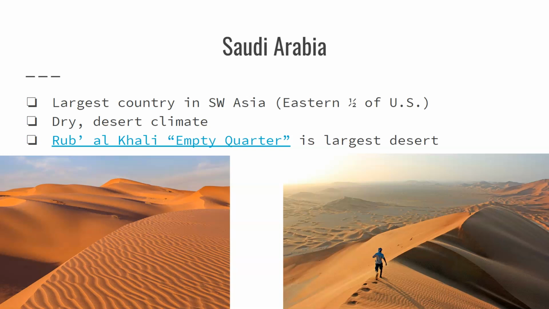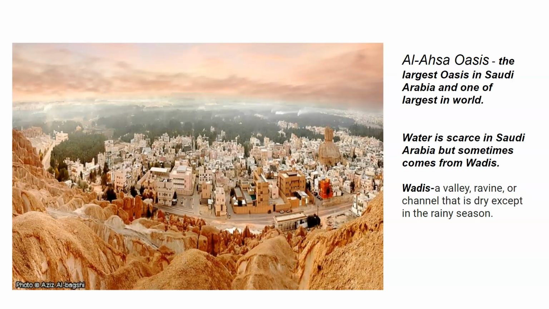A great example of that would be the Rub al Khali, or the Empty Quarter, which is the largest desert in Saudi Arabia. The Asa Oasis is the largest oasis in Saudi Arabia. And Saudi Arabia has a couple of major sources of naturally occurring water. The oasis, or oasi, I'm not quite sure which one it is. That's why I don't teach English. It is certainly one of those. And water is scarce in Saudi Arabia to begin with.